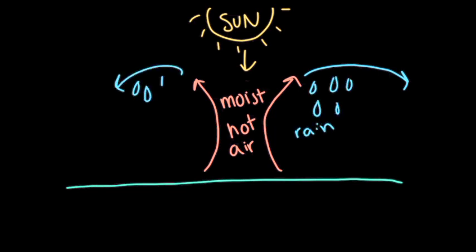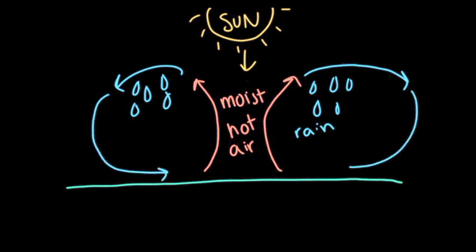The air, which is now cool and holds less moisture, sinks down to the ground, because cold air sinks. And the cycle repeats, with the hot, moist air rising and the cool, dry air falling. And the fact that the hot air rises up means that this area right here is an area of low pressure.